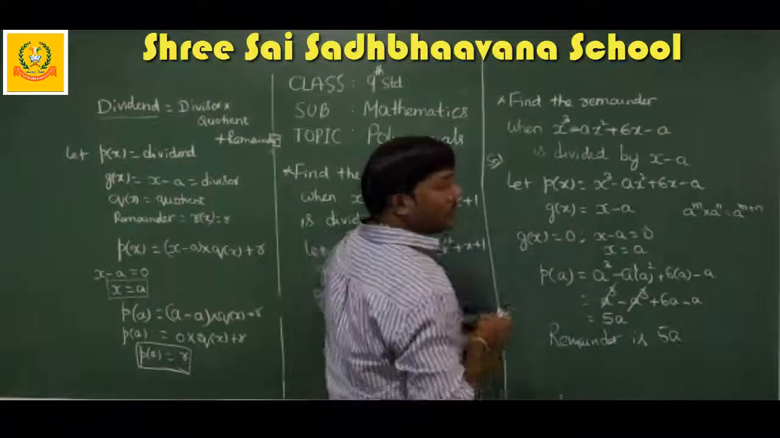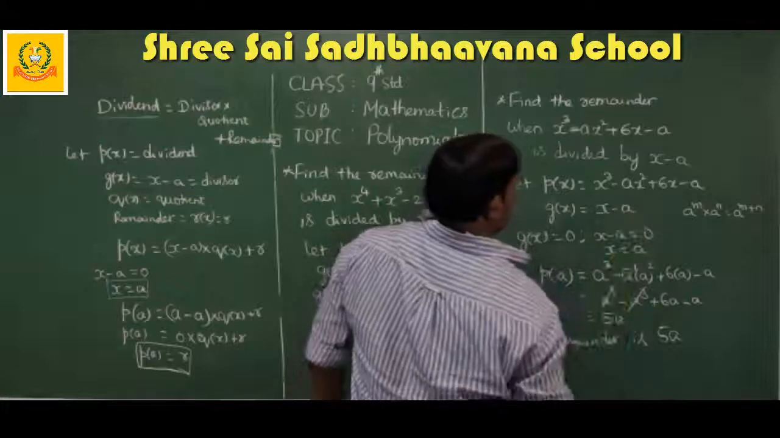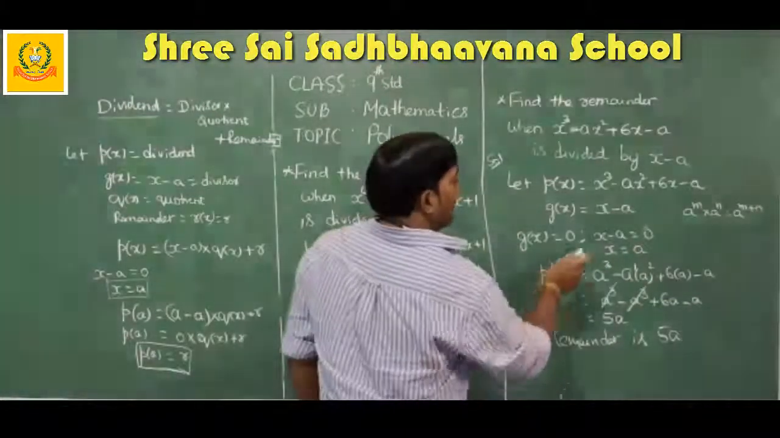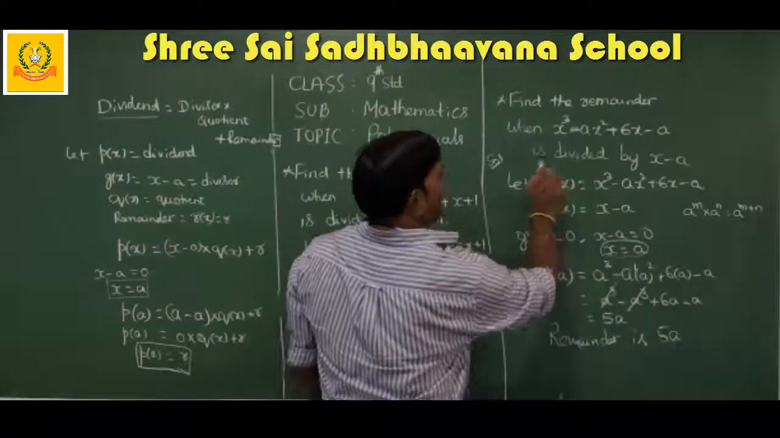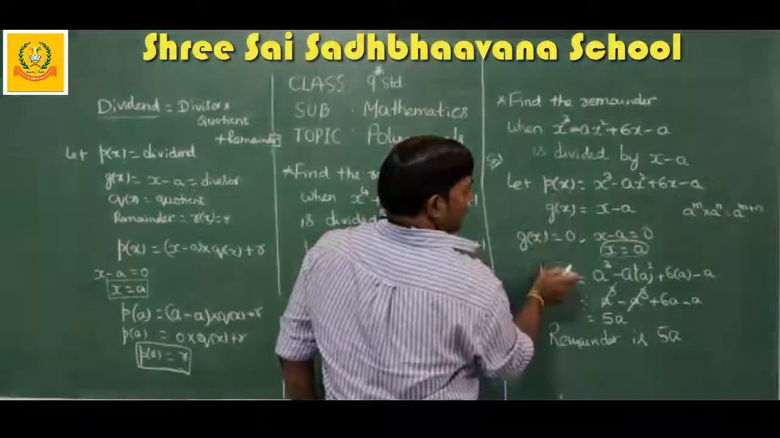What is g of x? x minus a. So you equate x minus a to 0. The a will go to that side and become plus a. So x is equal to a. Whatever value of x you got here, substitute that x value in p of x. Wherever x is there, you substitute a.